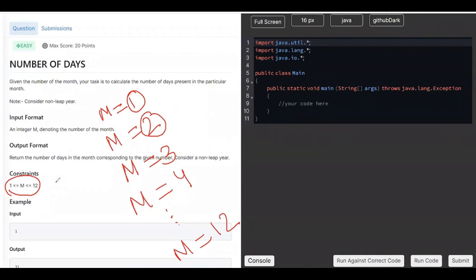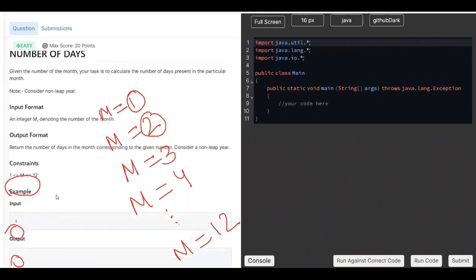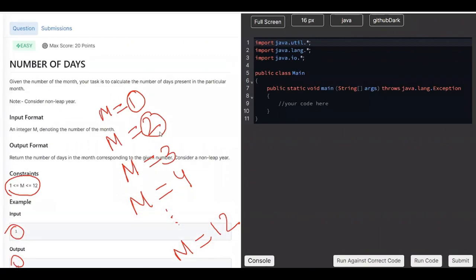Okay. So if the input is 1, that means we are talking of January. How many days does January have? It has 31 days. So we will print in the output 31. Okay. Let's look at another example. So let's say if you give input as 2. Okay. So I am asking how many days are in the February month. So we will print the output as 28.